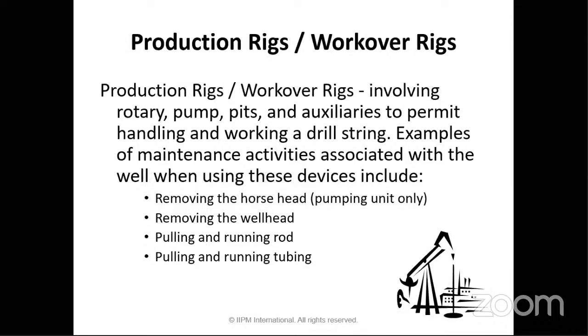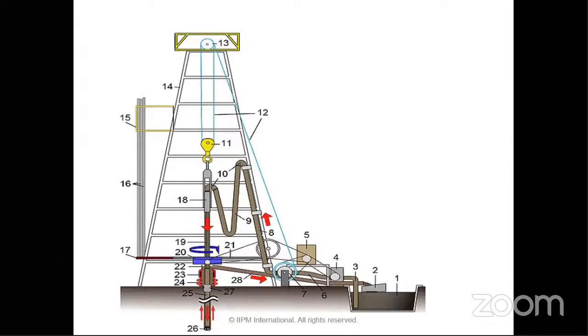Production rigs versus workover rigs. What is it all about? And what are the possible hazards that could be associated with production rigs or workover rigs? Production rigs or workover rigs involve rotary pumps, pits, and auxiliaries to permit handling and working a drill string. Examples of maintenance activities associated with a well when using these devices include removing the hose head, removing the well head, pulling and running rod, pulling and running tubing. All of these are part of the activities involved around production rigs or workover rigs, and they have their own levels of hazard.